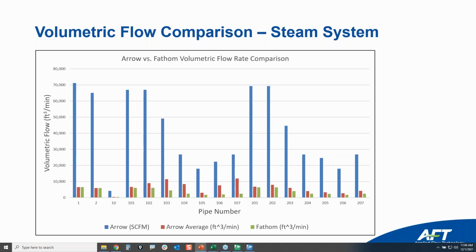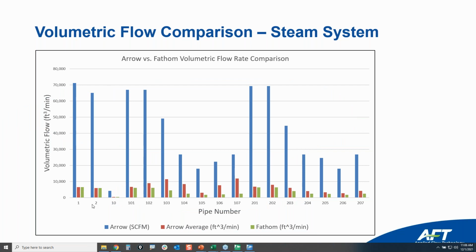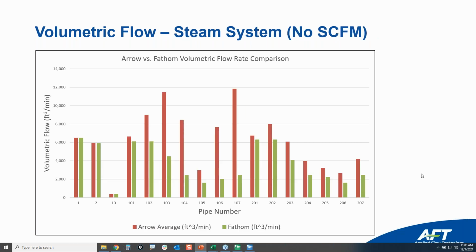Here are my volumetric flow rate comparisons. This includes the standard cubic feet per minute for Aero. As you can see, they are wildly different from what you're seeing for average volumetric flow rate in Aero versus what you would see in Fathom. So this is pipe number on the bottom. I did two separate plots. This one includes the standard cubic feet per minute. This one does not.